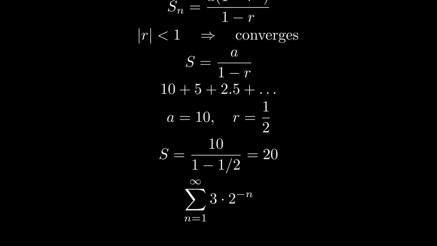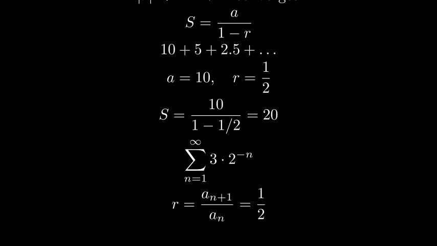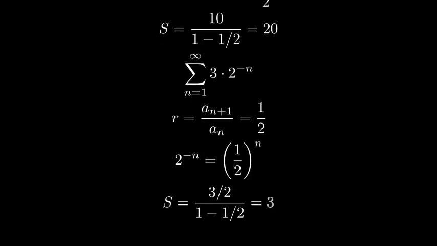Now, let's do hidden geometric series examples. Example 1. Sum from n equals 1 to infinity of 3 times 2 to the negative n. Using the ratio of consecutive terms, the ratio is 1/2. Using exponent rules, 2 to the negative n equals (1/2) to the n, so r is 1/2. This converges, and the sum is 3.